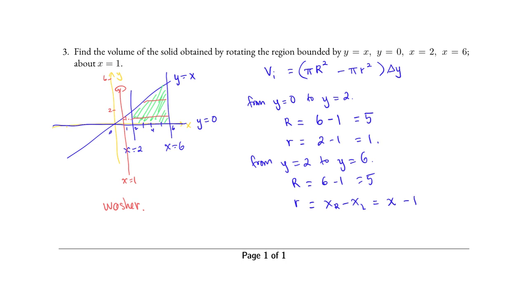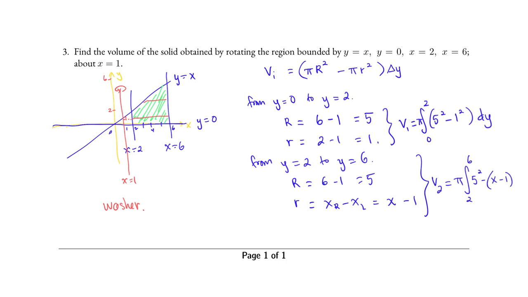From y equals 0 to y equals 2, the volume is the integral from y equals 0 to y equals 2, pi, the outer radius is 5, the inner radius is 1, dy. And from y equals 2 to y equals 6, the volume is pi, the integral from 2 to 6, the outer radius is 5, and the inner radius is x minus 1. The thickness is still delta y.